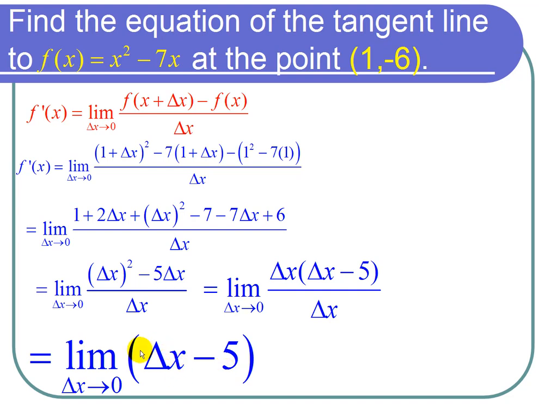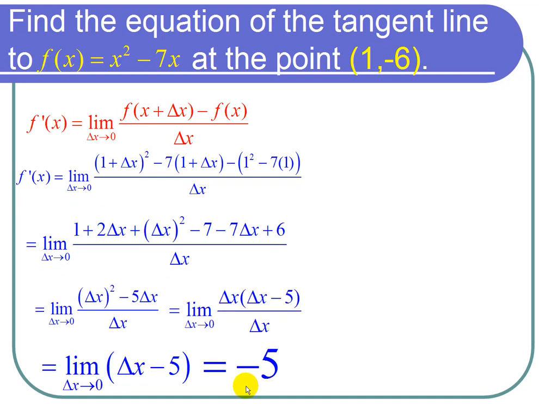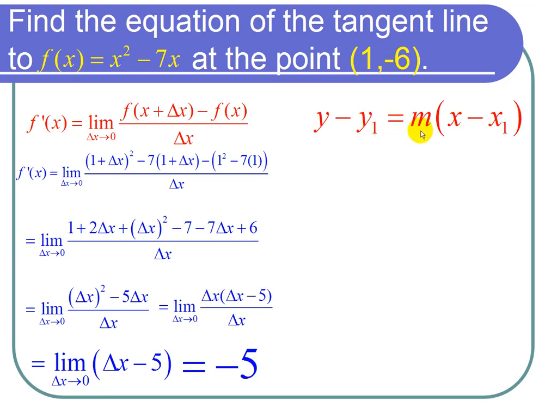Now that was the derivative, and remember the derivative is also the slope of the tangent line. So if we have a slope and a point, we can use the point-slope form for the equation of a line. And that is y minus y1 equals m times x minus x1, where m is the slope and x1, y1 is the point. So I just plug in. y1 is negative 6. m is negative 5, and x1 is 1. So I get y minus negative 6 equals negative 5 times x minus 1.